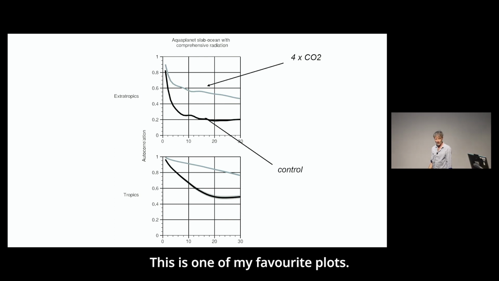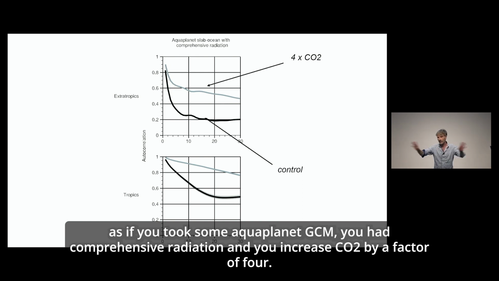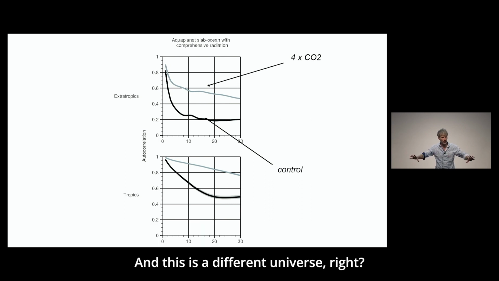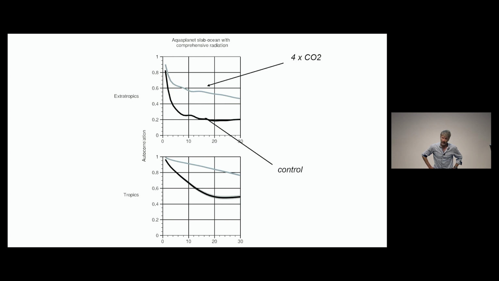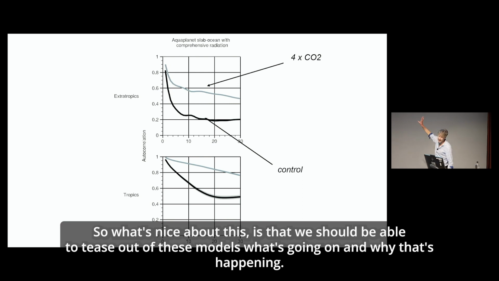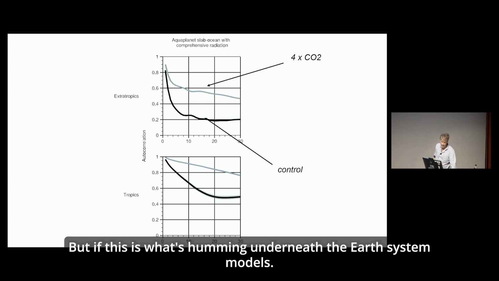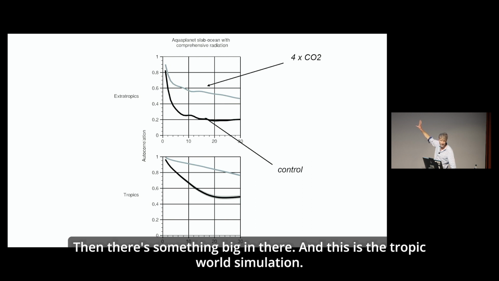This is one of my favorite plots. This is the exact same model as if you took some aquaplanet GCM, you had comprehensive radiation, and you increase CO2 by a factor of 4, and this is a different universe, right? If this was to actually happen in the world, then you'd know it, right? So what's nice about this, though, is that we should be able to tease out of these models what's going on and why that's happening. But if this is what's humming underneath the Earth system models, and this is the same radiation scheme and the same basic dynamics in the Earth system models, and there's something big in there.